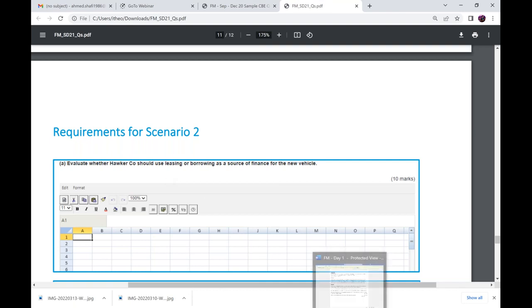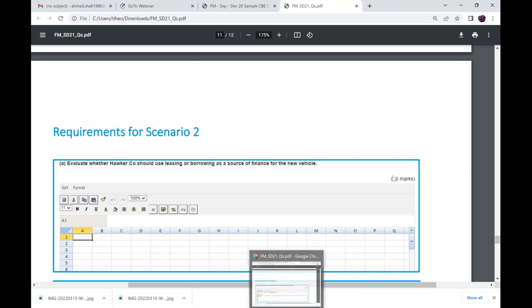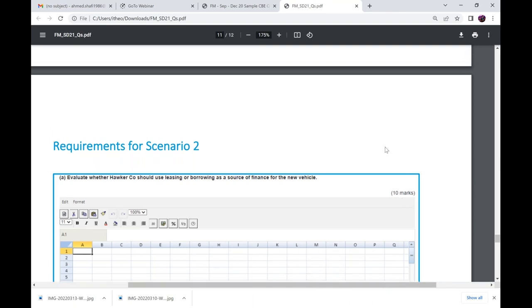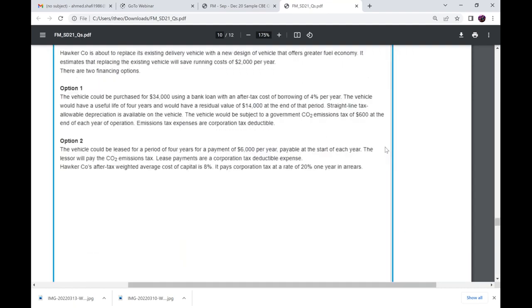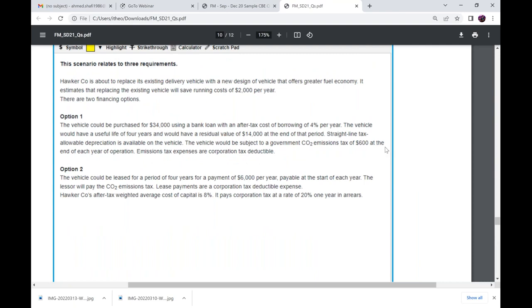If we remember this particular portion, the question is stating for 10 marks whether Hawker should use leasing or borrowing. There are two options. Hawker is about to replace its existing delivery vehicle, and it's a new design offering greater fuel efficiency. Replacing the existing vehicle will save running costs of 2,000 per year. The first option is that the company can purchase for 34,000 using a bank loan. And the second option is leasing.